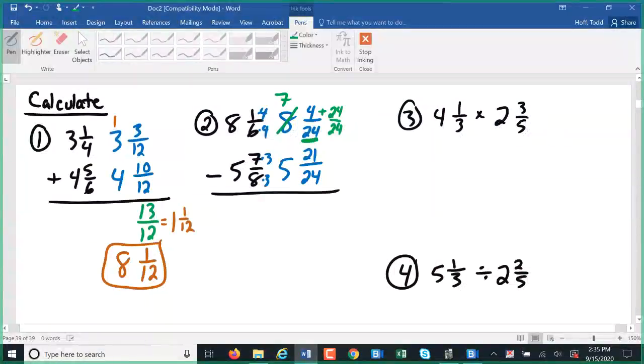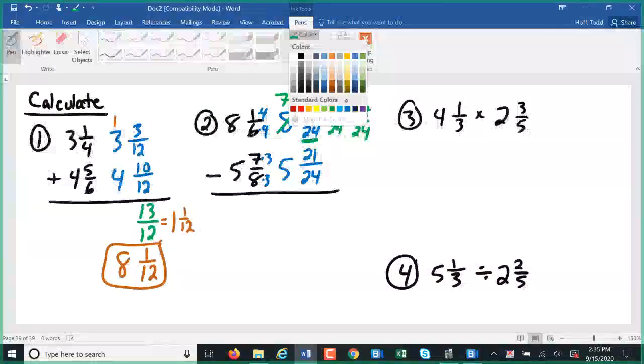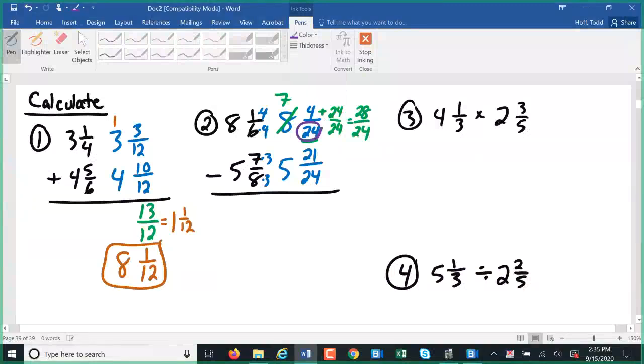That denominator tells us that whole object was 24 pieces. So we have to add 24 of those 24ths to the 4, giving us 28/24ths. So whatever the denominator is, that's what we have to add to our numerator when we borrow. Now we can subtract. 28 minus 21 is 7/24ths. And 7 minus 5 is 2. So 2 and 7/24ths.